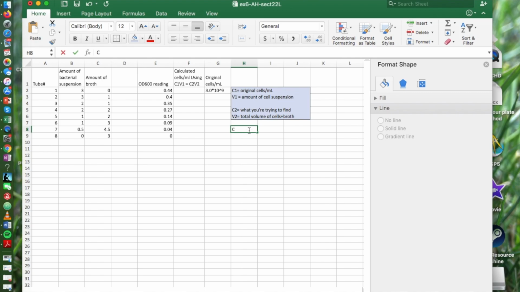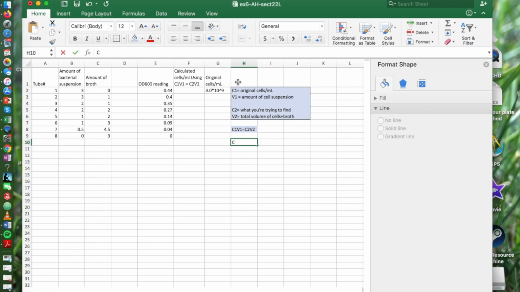So C1 times V1, that's concentration 1 times volume 1, is equal to C2 times V2, concentration 2 times volume 2. And our concentration 1 is going to be that original cell concentration in cells per ml. And we're going to use that formula to calculate the cell concentration of our dilutions in our different tubes that we made.